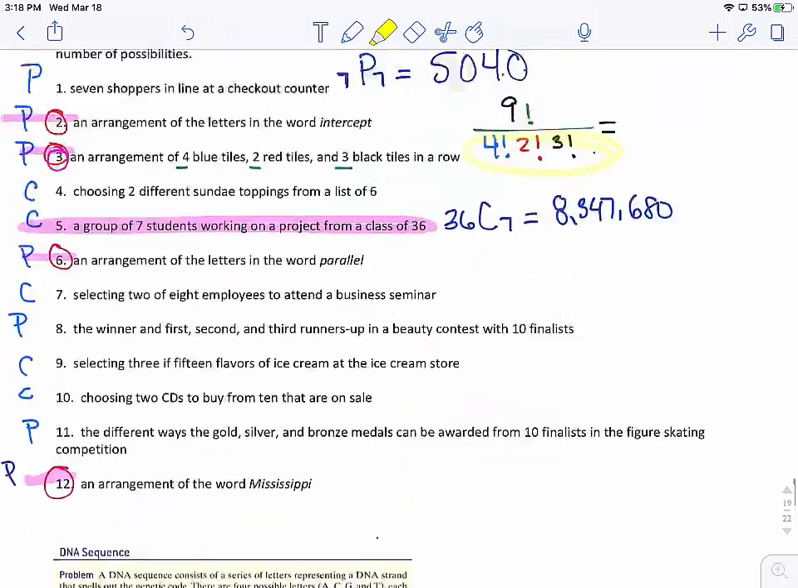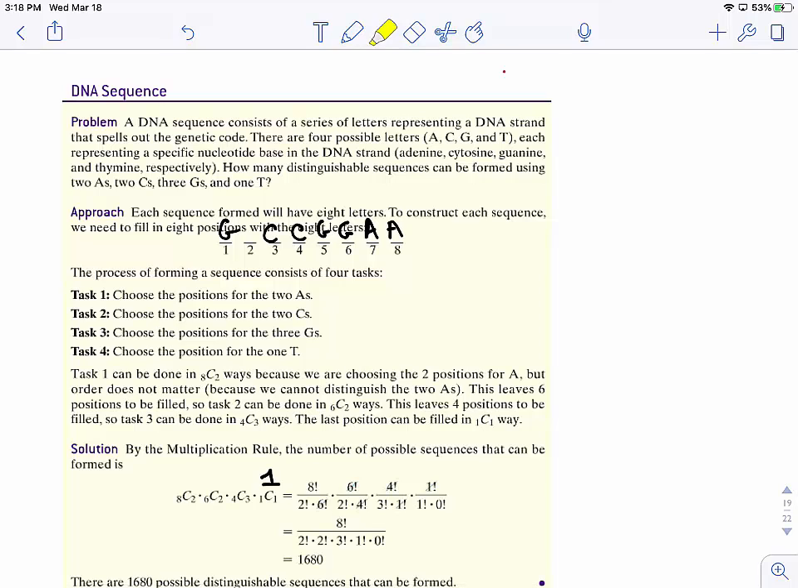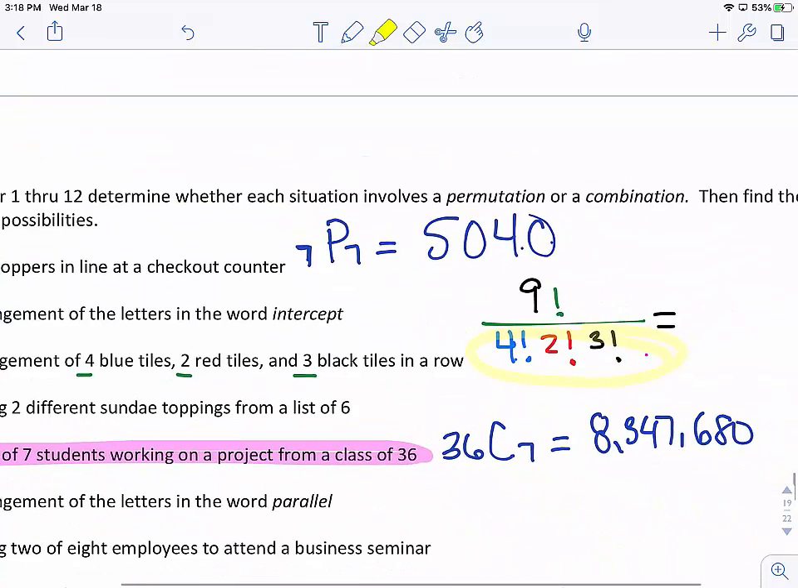Okay, but let's go back and just do this very last example. A DNA sequence consists of a series of letters representing a DNA strand that spells out a genetic code. There are 4 possible letters, A, C, G, and T, each representing a specific nucleotide base. How many distinguishable sequences can be formed using the 2 A's, 2 C's, 3 G's, and 1 T? So they are showing you where this funky formula right here comes from.